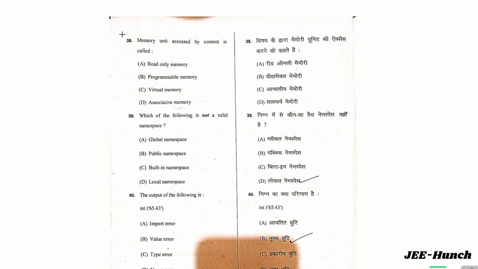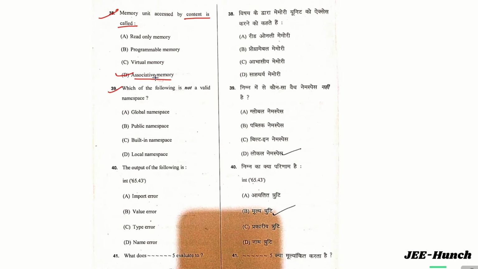Okay. Question number 38. Memory unit accessed by content is called. Memory unit which is accessed by content. So any memory unit which is accessed by content, that is associative memory. Okay. Associative memory.